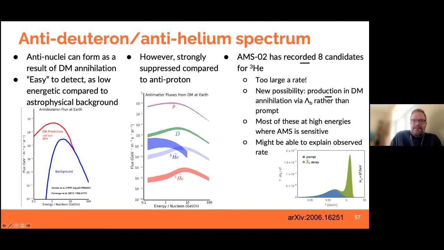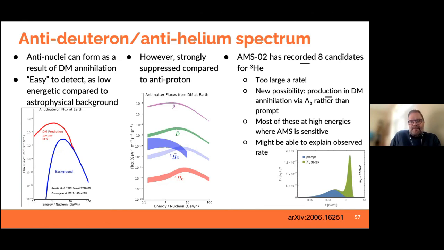AMS has recorded 8 candidates for anti-helium-3. And again, based on these expectations, this is a way too large rate, but it is rather exciting. And one thing that was proposed recently is that rather than prompt production of this anti-helium, it could happen via lambda_b decays.